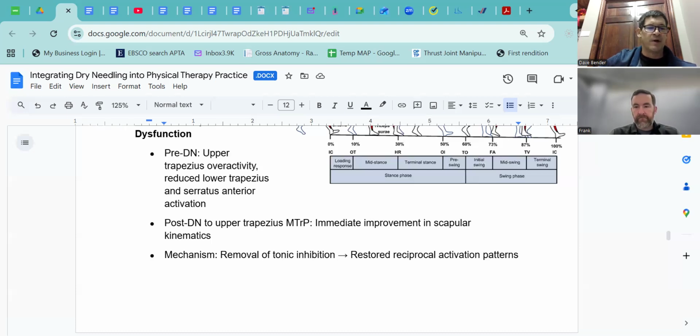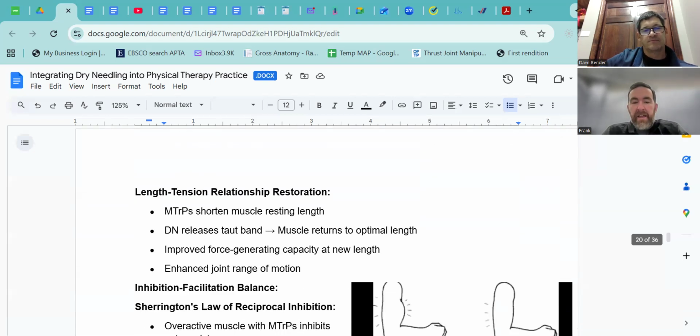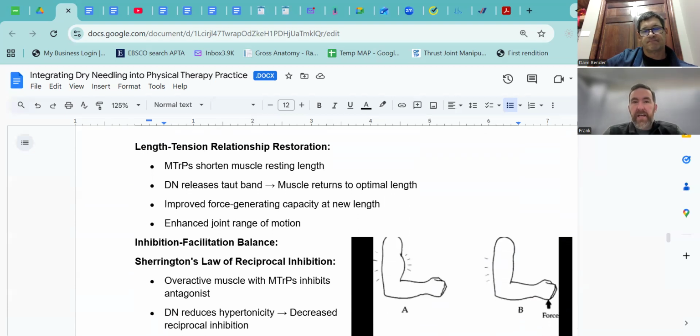Because many times we go in, we muscle test someone like, oh, look, they're weak. And our assessment stops there. We think, oh, they must be weak. Let me get them strong. When really, most of the times, what I'm seeing is inhibition from some other mechanism. And I think painting it that way to the patient is a positive thing.